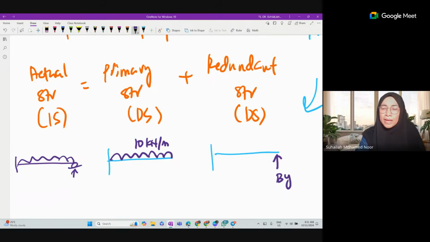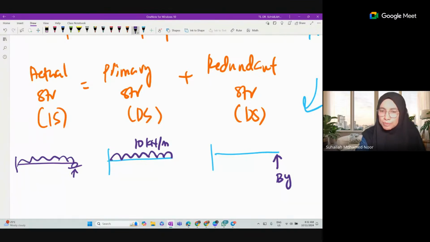And where is BY? BY we will put under the same type of beam. If the primary structure is a cantilever beam, the redundant structure is also a cantilever beam, but this time this cantilever beam is only subjected to BY. So this is the basic idea about the principle of superposition.